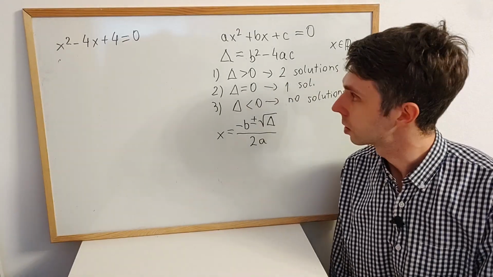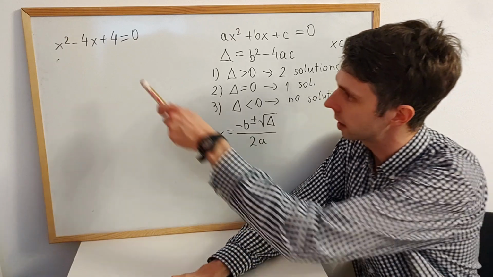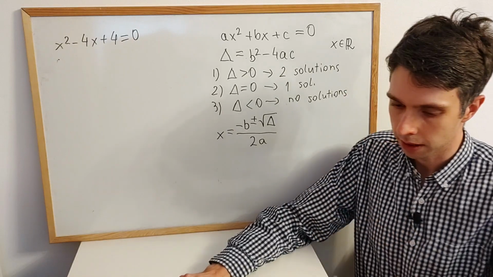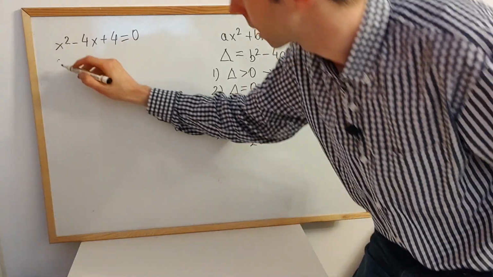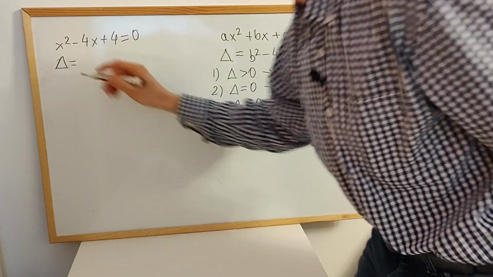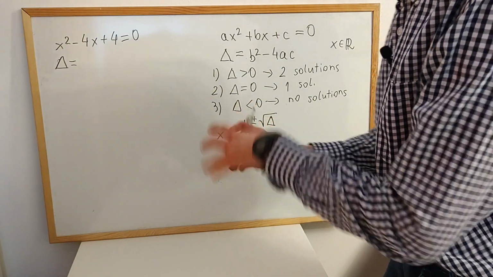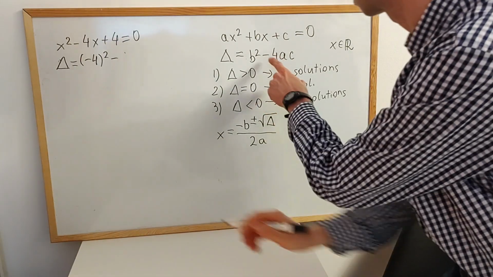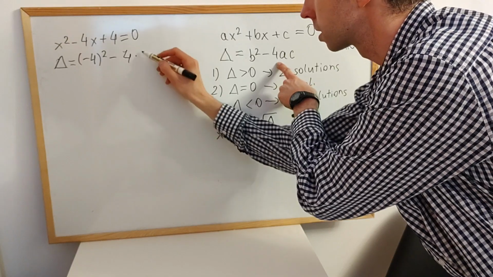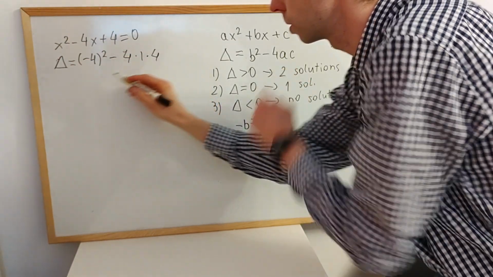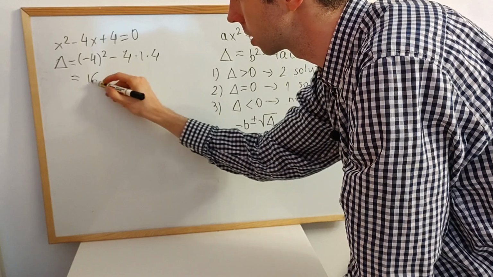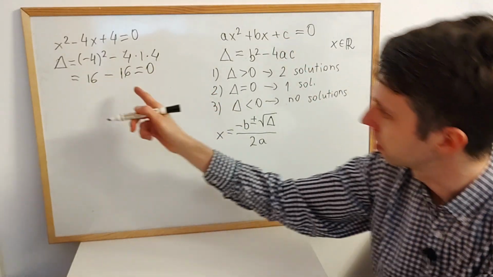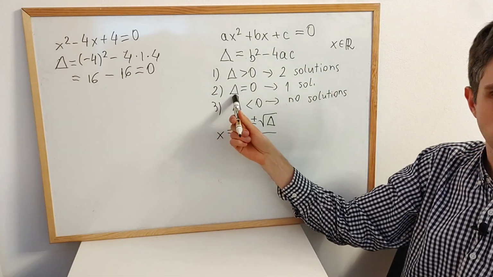Okay, alright, here is our second example of a quadratic equation. Again, let's start with calculating delta. So delta would be minus 4 squared minus 4 times 1 times 4. So it's 16 minus 16, so it's 0. So now delta is 0, so that's the second case.